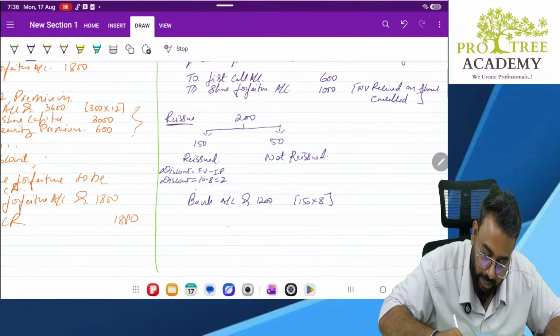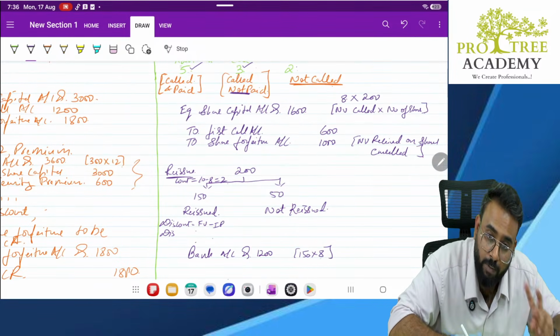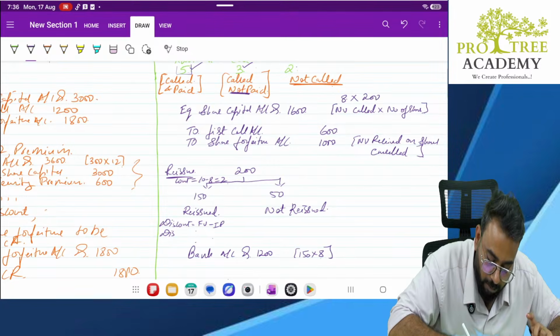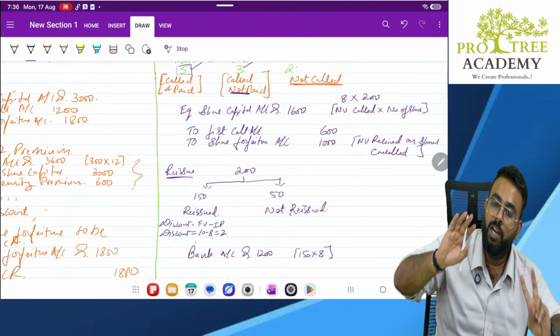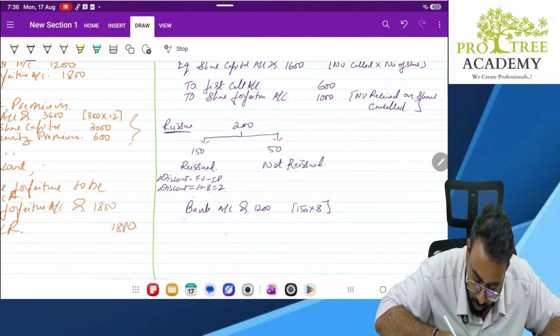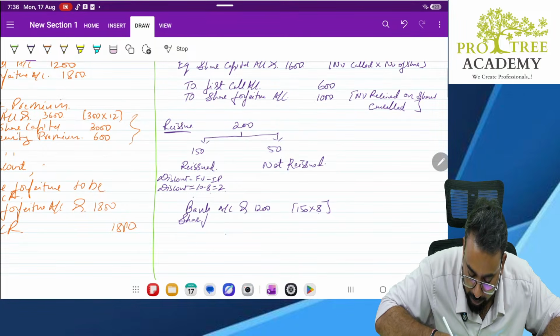That discount will be adjusted against the forfeiture account. How much maximum discount can we give? We can give a maximum discount of 5 rupees. But how much are we giving? 2 rupees. That is within the limits. Correct or no? That has to be adjusted against the share forfeiture account.